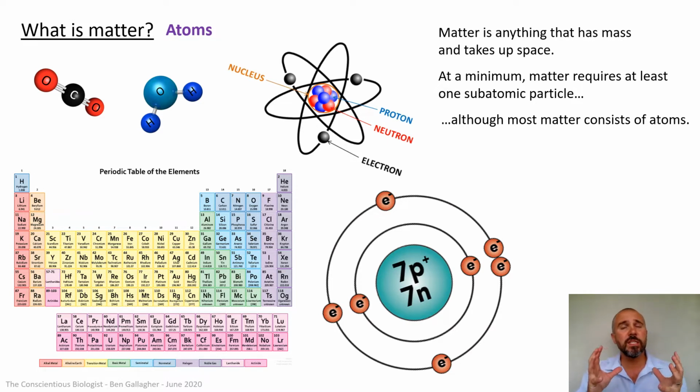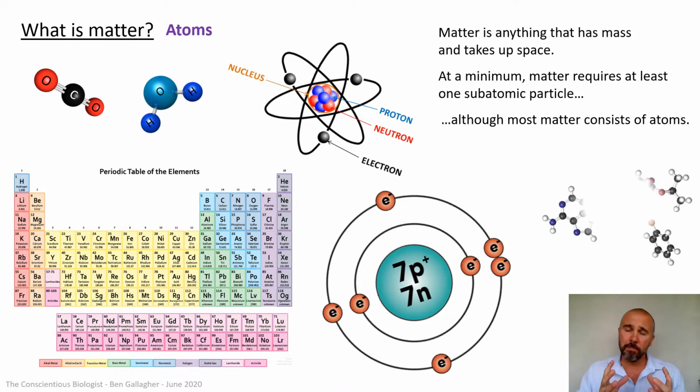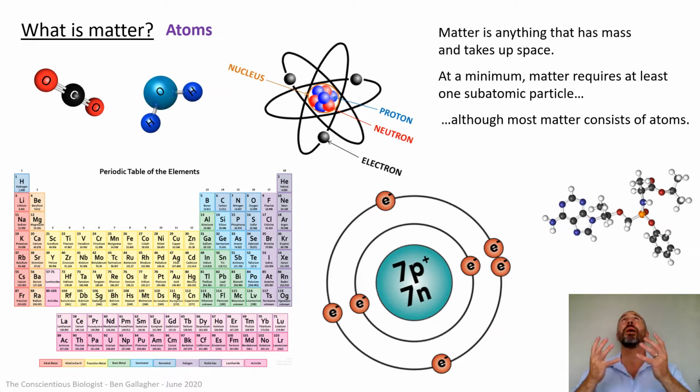So those are relatively small molecules. They're only made of 3 atoms. Of course, you can get many, many atoms that stick together and make much more complex molecules like this one above my head. But basically, atoms coming together, forming ever more complex things. That's all we're talking about when we talk about matter.